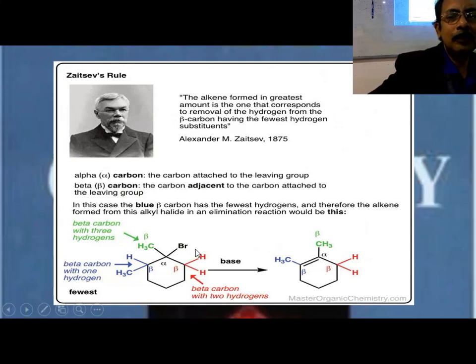Actually, in English we are calling it Zaitsev. In some other languages, maybe Latin, it is Zaitsev. Alexander M. Zaitsev. So alpha carbon, beta carbon. Another example, you just check.